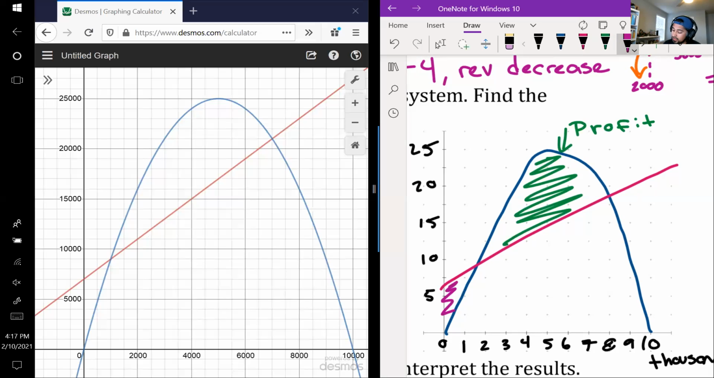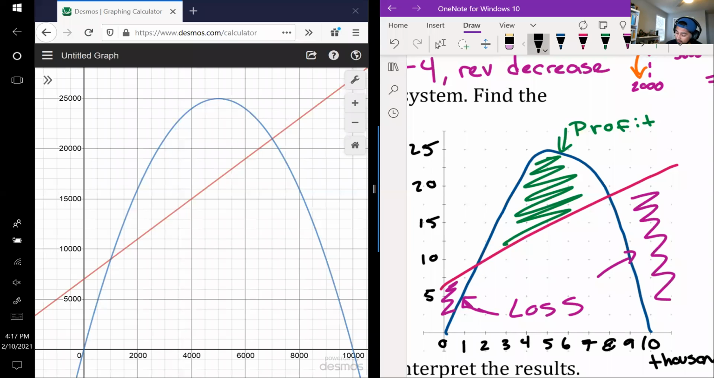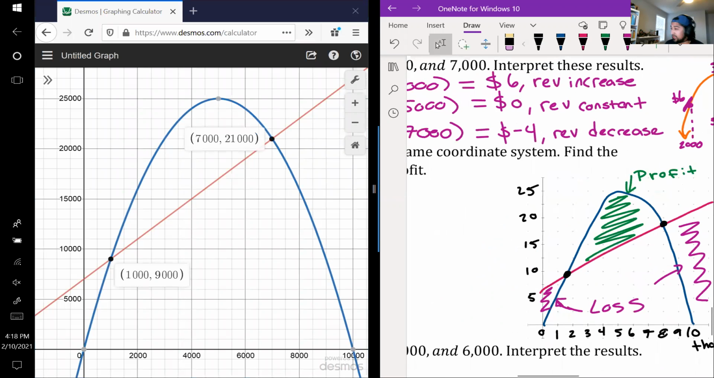Everything down here and down here would be considered a what? Loss. A loss. Good. So here and here are considered a loss. And then the next part of this problem said to find the break-even points. Well, right here where we intersect are the break-even points. And what's beautiful about Desmos is all you have to do is click on the graphs and it'll give you the exact intersection points, which are your break-even points. It's too easy, and that's it, right?